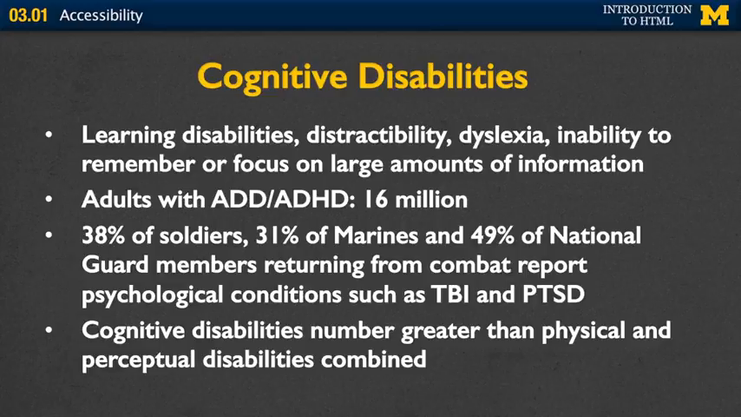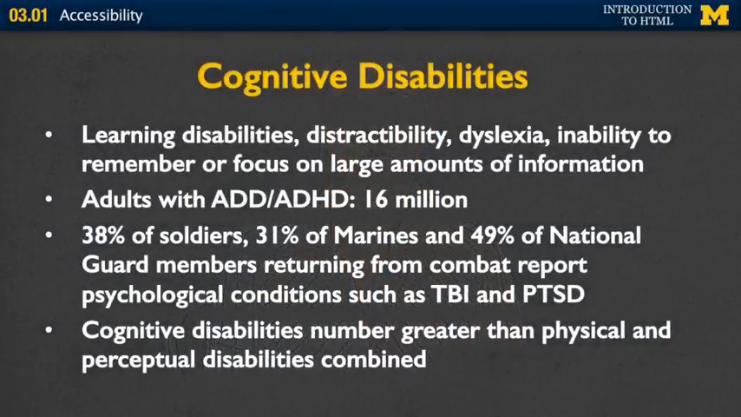So one of the things I was laughing at when I looked at this slide just now is that this slide perhaps has too much text on it for people to really be able to focus on what I'm looking at. So we're talking that there are 16 million adults with ADD or ADHD. Another overlooked population is that there are a large number of soldiers, Marines, and National Guard members who have different psychological conditions such as traumatic brain injury or post-traumatic stress disorder.